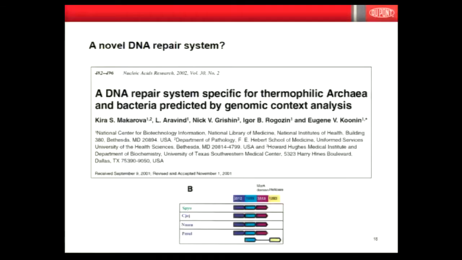This is a paper published in 2002 by the team at NCBI, Eugene Koonin and Kira Makarova. They observed the presence of Cas genes in many genomes, and based on the fact that they were coding for nucleases, helicases, and other DNA or RNA interacting proteins, they suggested that it could form a novel DNA repair system in bacteria. They just missed the presence of the repeats adjacent to the Cas genes.